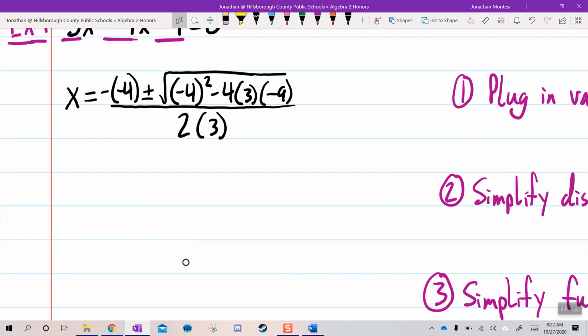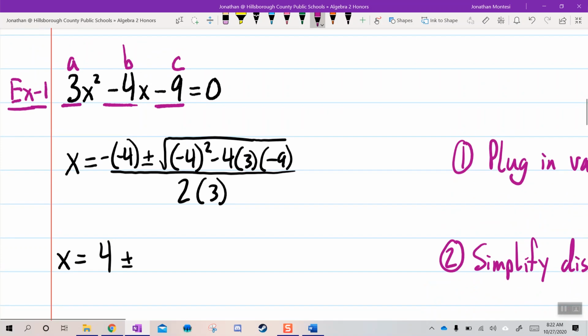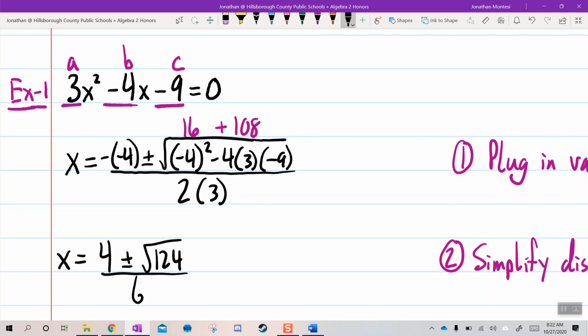Just simplify what's inside. Now, I am going to make that 4 outside positive, but plus or minus. Let's see here. Negative 4 squared is 16. And negative 4 times 3 times negative 9 gets me a positive 108. So underneath that square root, I'm going to have 108 plus 16, which is 124. I know that's not a perfect square, so I'm going to have to simplify this.